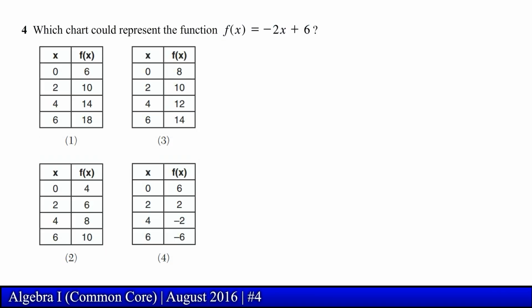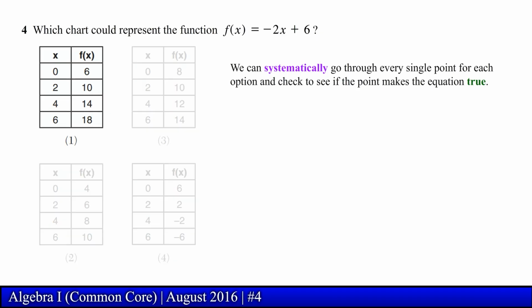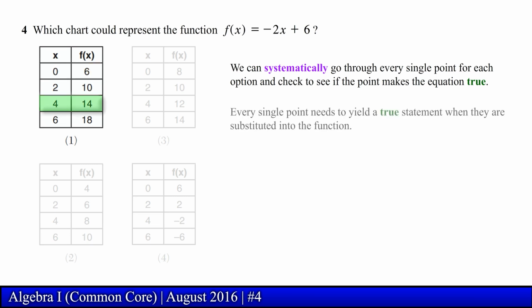We can determine this in a couple of ways. We can go ahead and systematically go through every single point for each option and check to see if the point makes the equation true. For example, the chart from option 1 contains 4 points. We will need to systematically go through each point and make sure that every single point yields a true statement when they are substituted into the function. The first point, 0, 6, yields a true statement. So far, so good. Now we need to test the other 3 points.